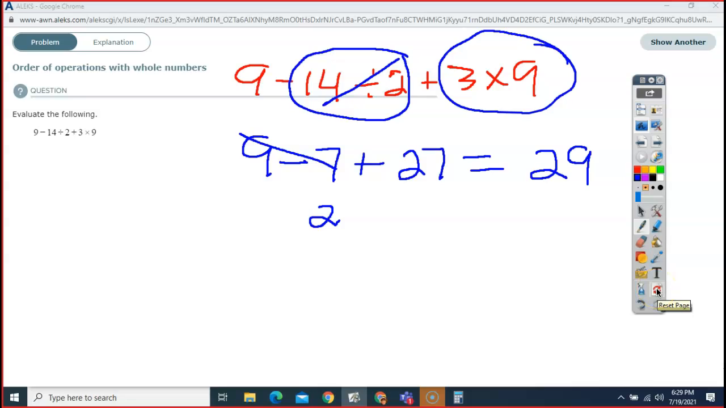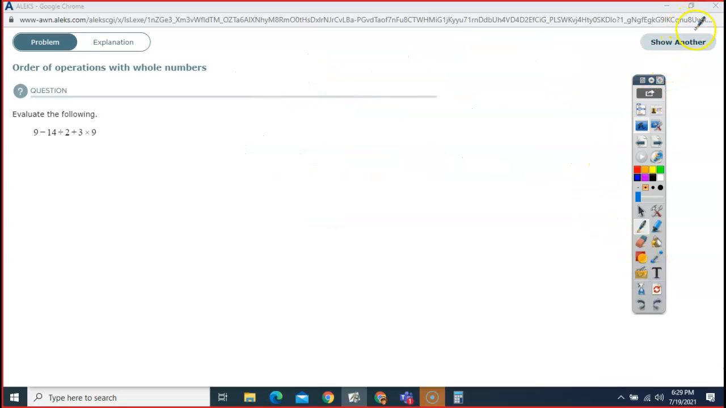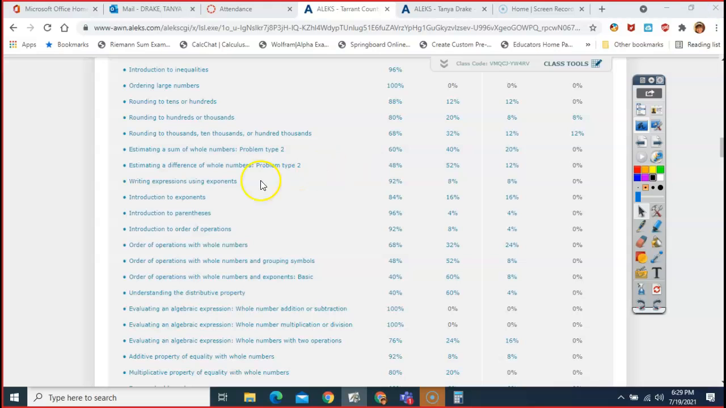All right, so you get the gist. Always multiply and divide first before you do any adding and subtracting. And once you get to just adding and subtracting, you go from left to right. All right, now we need to get to where they actually have it in grouping symbols.